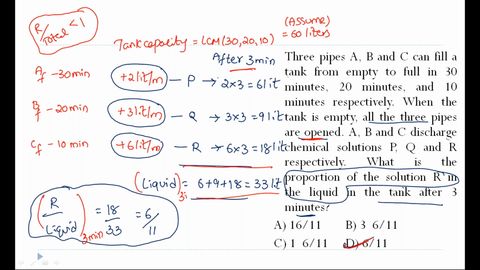Now what is R out of total? R is 18, total liquid is 33. Don't go for 60 liters. The tank is not yet filled. A lot of people make that mistake. 18 out of 60 is wrong. R is 18 liters. Liquid available after 3 minutes is only 33 liters. It's not 60. So 18 out of 33 will give 6 by 11. Jahnavi, is it clear?